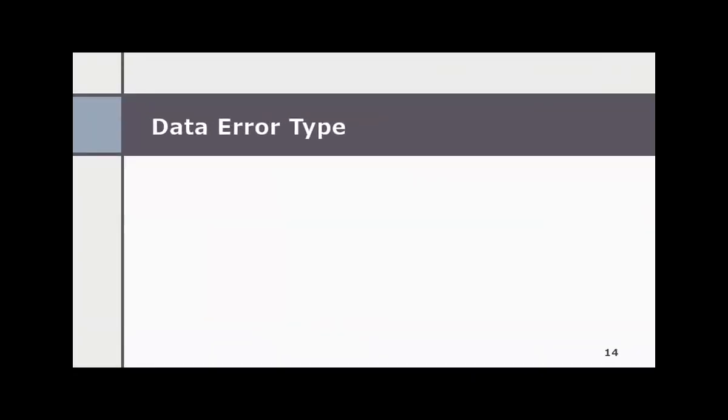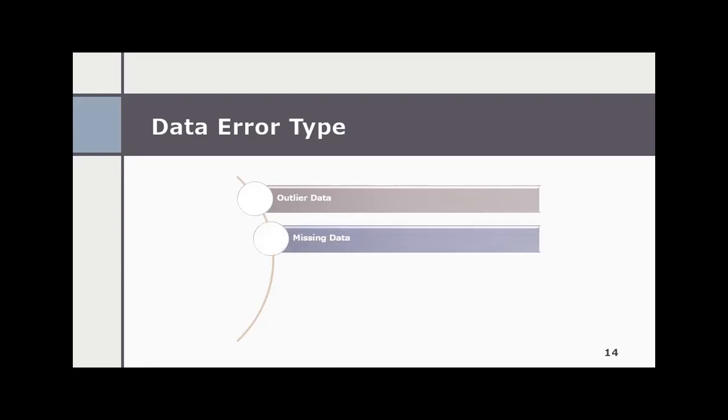Let's also look at some of the common data error types which need to be addressed in the respective data set. Outlier data are considered data errors, but it also depends upon the business problem context, such as anomaly detection or fraud detection, where it might be considered relevant data. Missing data may result in introducing bias, so we need to handle it via missing value treatment based on the business problem context.